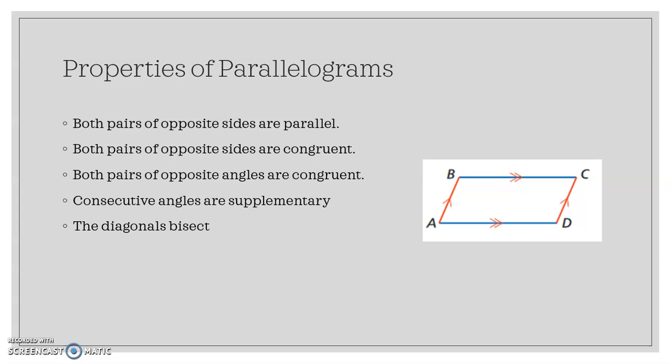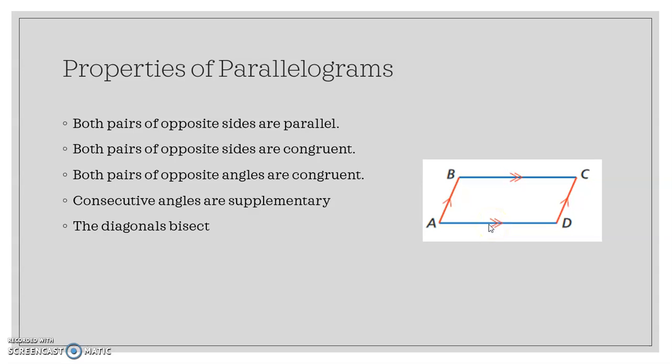Okay, so the properties of parallelograms are that both pairs of opposite sides are parallel, meaning the red sides are parallel and the blue sides are parallel. Next, we have both pairs of opposite sides are congruent. So the red sides are congruent and the blue sides are congruent. Just a side note, it doesn't matter if the red side is congruent to the blue side. What matters is the two red sides have the same number of tick marks. The two blue sides have the same number of tick marks.